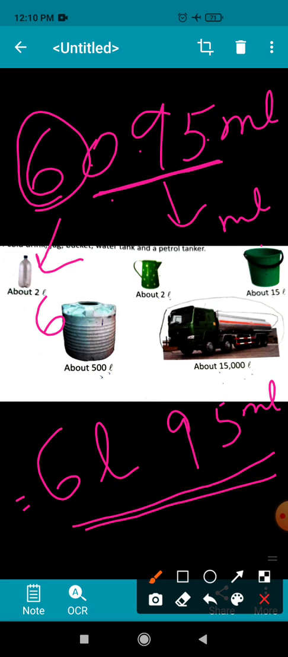Children, hope you all have understood how we can convert liter and milliliter, and you can also guess the capacity of different containers. So children, watch the video carefully to understand the method of conversion of liter to milliliter and milliliter to liter. And children, guess how much water a container can hold.